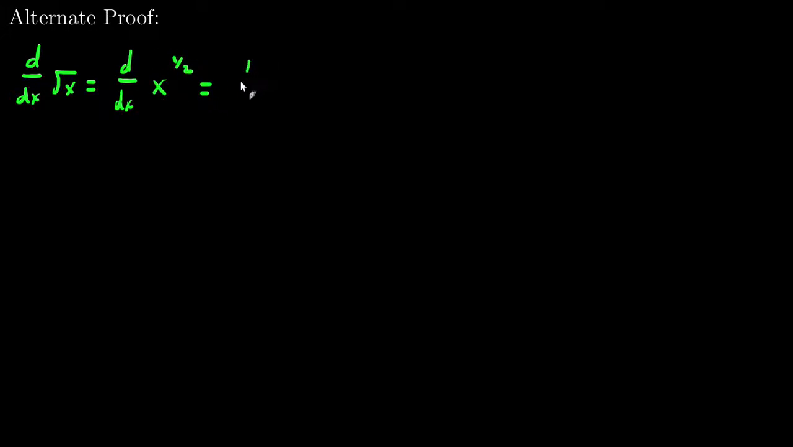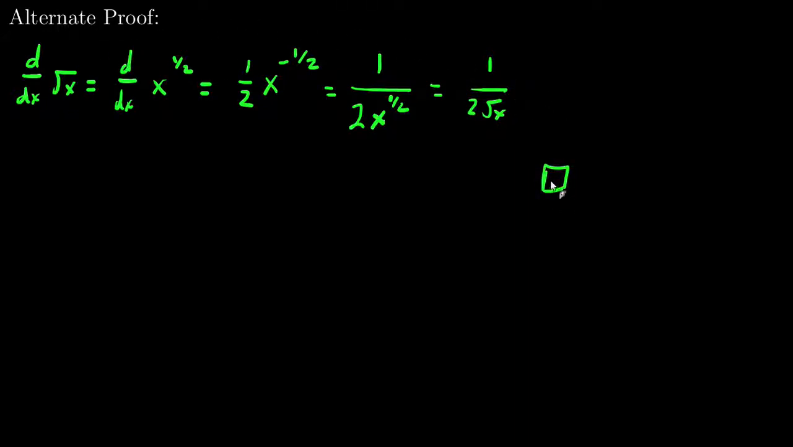Bring the 1/2 to the front, and then subtract 1 from this exponent. So 1/2 minus 1 is negative 1/2. And the negative exponent brings that x to the denominator. So I have 1 over 2 x to the 1/2. And x to the 1/2 is just the square root of x. And so if we use the power rule, we get this much easier. I don't need to worry about that strange using the conjugate to almost cancel out roots in the numerator.